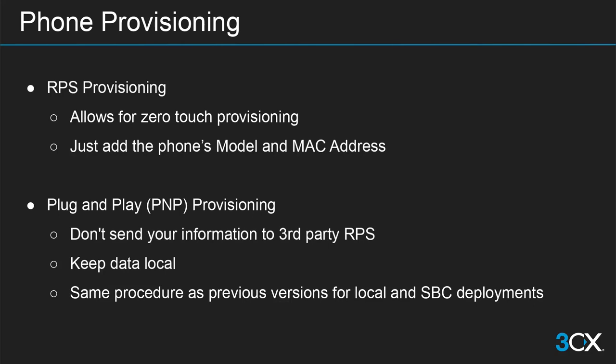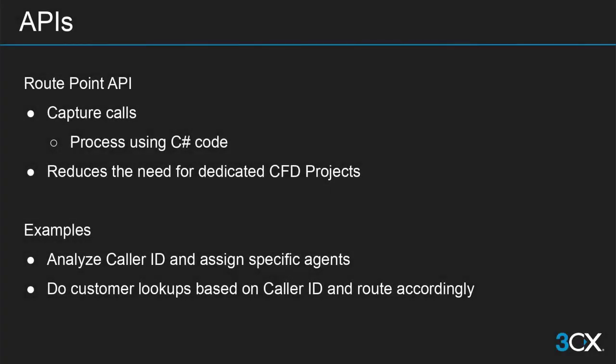On the phones page in version 20, we have streamlined things a bit, and now we have a separate button for plug and play phones. In version 20, we have introduced a route point API to make it easier to route calls. One of the neatest features of 3CX is to be able to do complex call routing using an application we have that is called the Call Flow Designer.